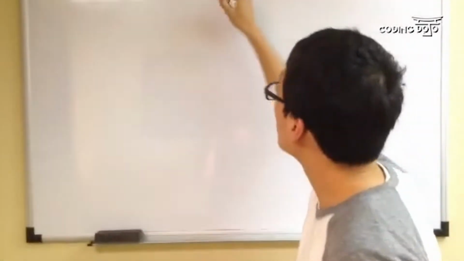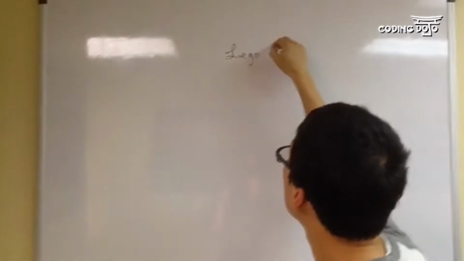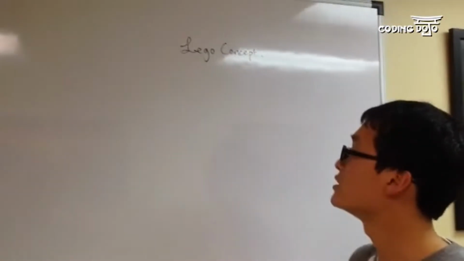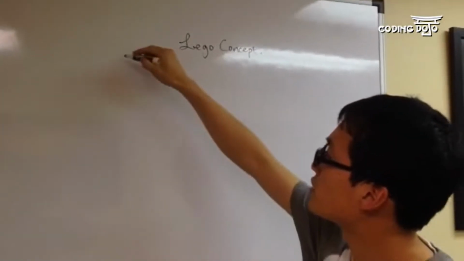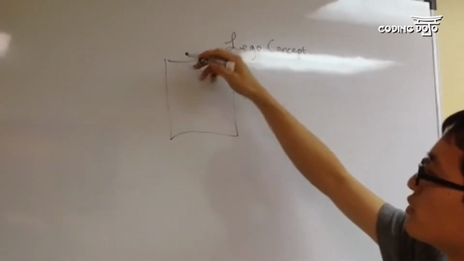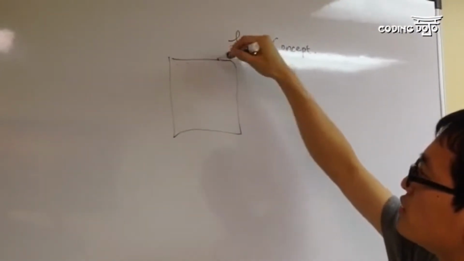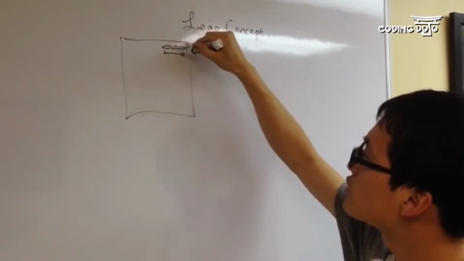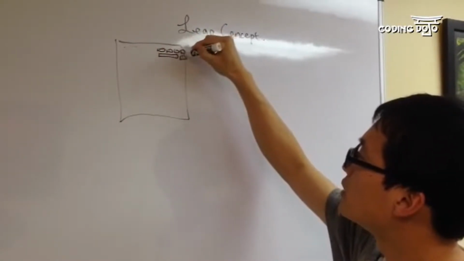About what we call a Lego concept. So when you're given a screenshot, and you have to break it down into proper HTML and CSS, let's say, for example, that you have a website that looks like this. And you have some images, some navigations, some search text, and a button.